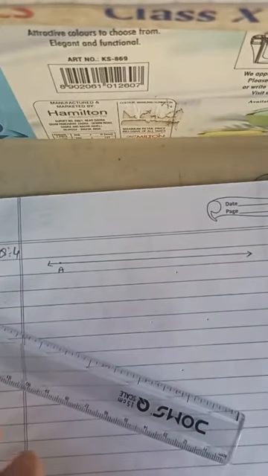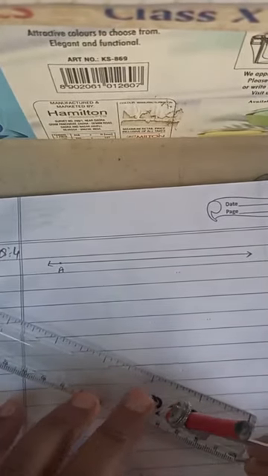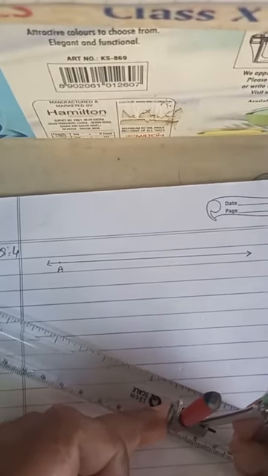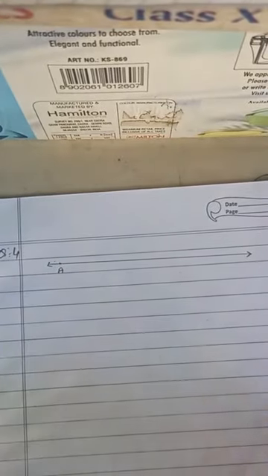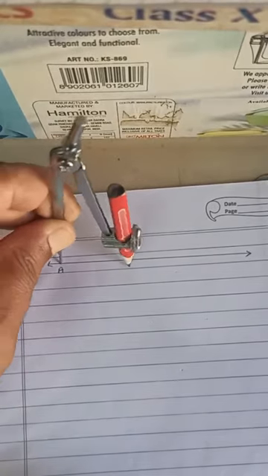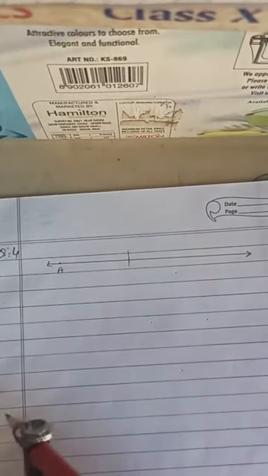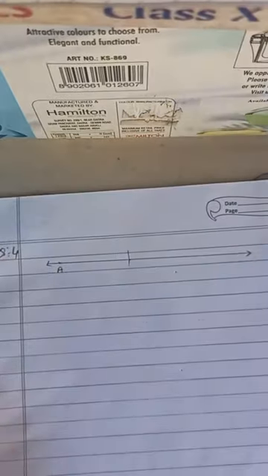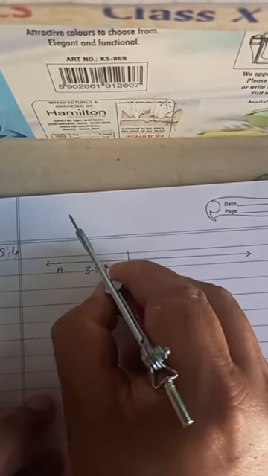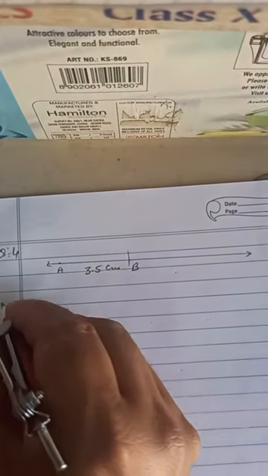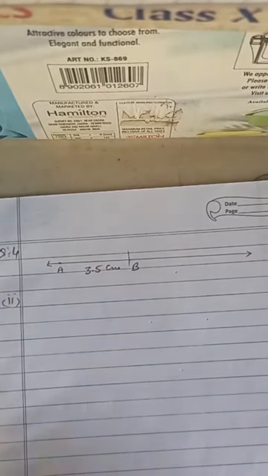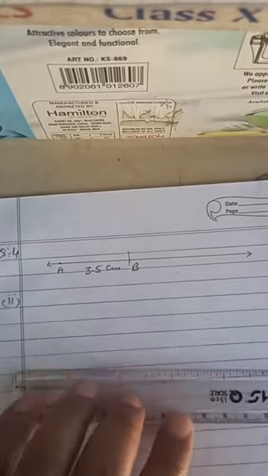With the help of a scale, open your compass equal to 3.5 centimeter. It is 3.5. After opening it 3.5, keep the tip of your compass at this point A and mark a small arc. Let this point be B. Now this line segment is of length 3.5 centimeter, and the second part of this is we have to draw a line segment of length 7.1 centimeter.